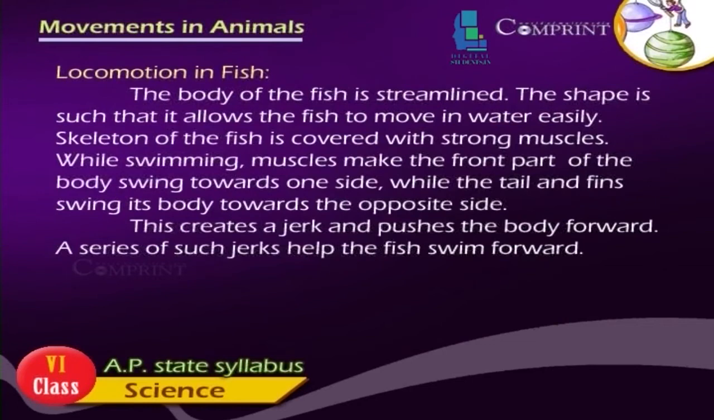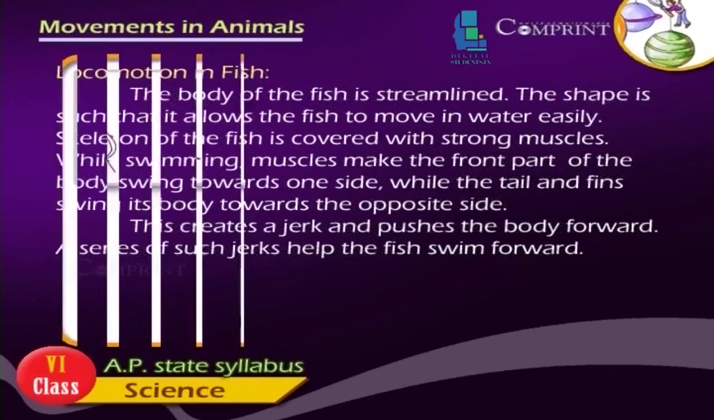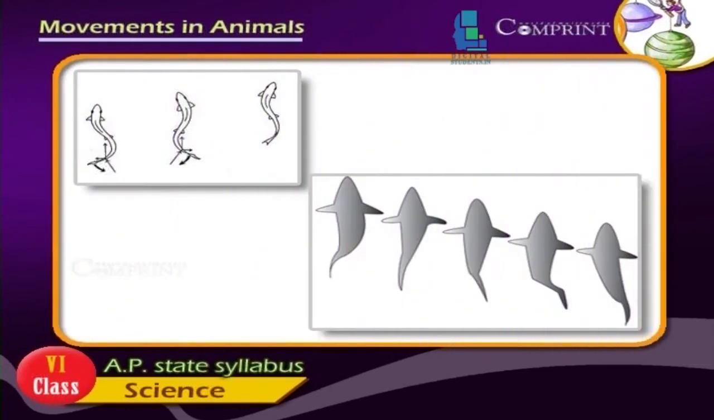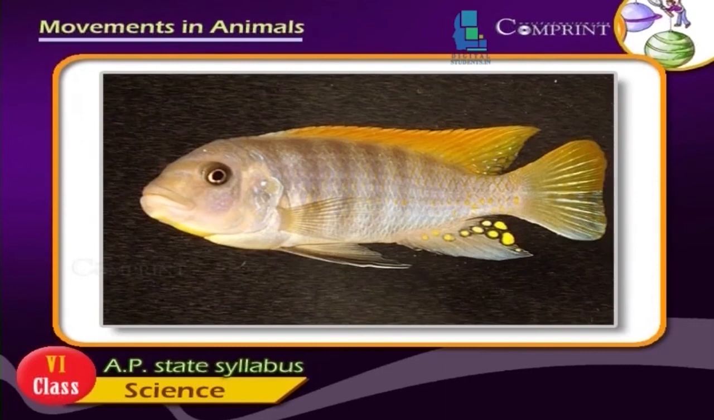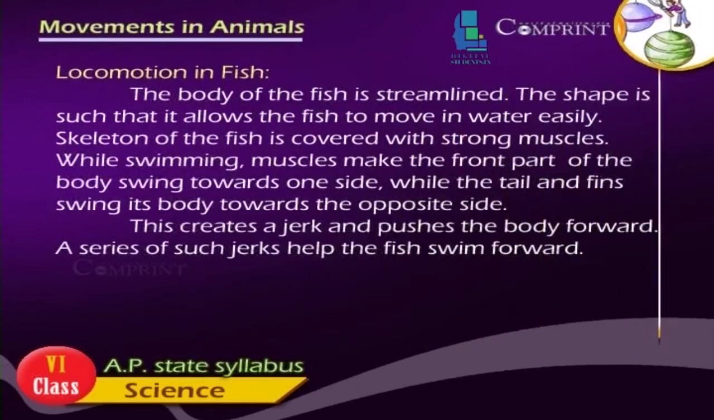Locomotion in fish. The body of the fish is streamlined. The shape is such that it allows the fish to move in water easily. The skeleton of the fish is covered with strong muscles. While swimming, muscles make the front part of the body swing towards one side, while the tail and fins swing its body towards the opposite side. This creates a jerk and pushes the body forward. A series of such jerks helps the fish swim forward.